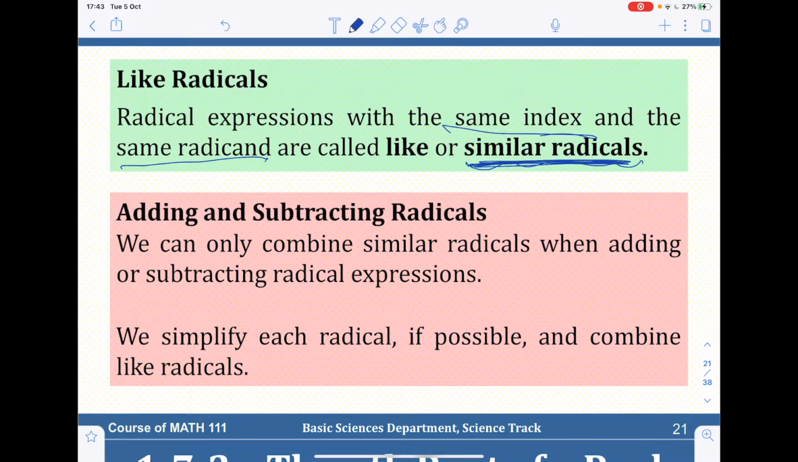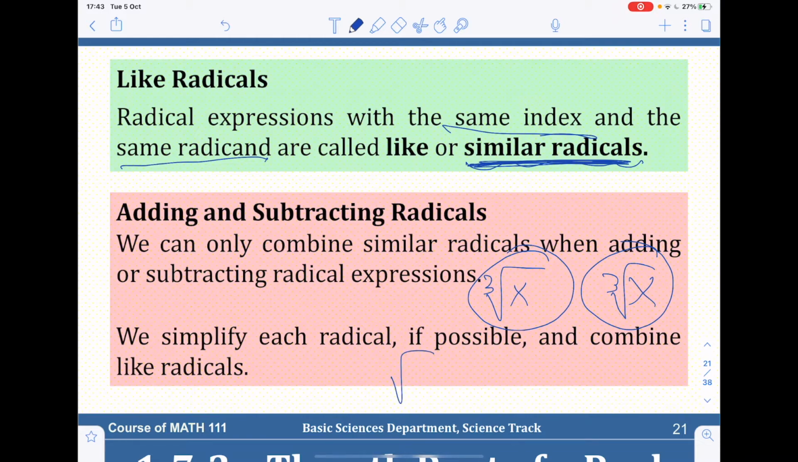For example, the third root of x is similar to the third root of x, and I can add these two together, but I can't add the square root of x with the third root of x. I can't add those together. This is completely different, okay? Even if I have here x and I have here x, I don't have the same root.